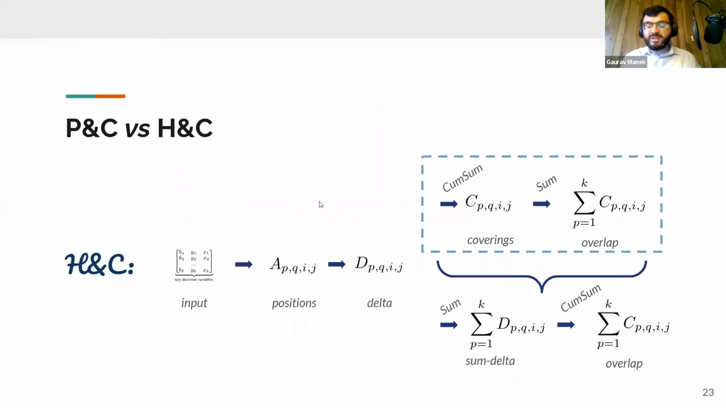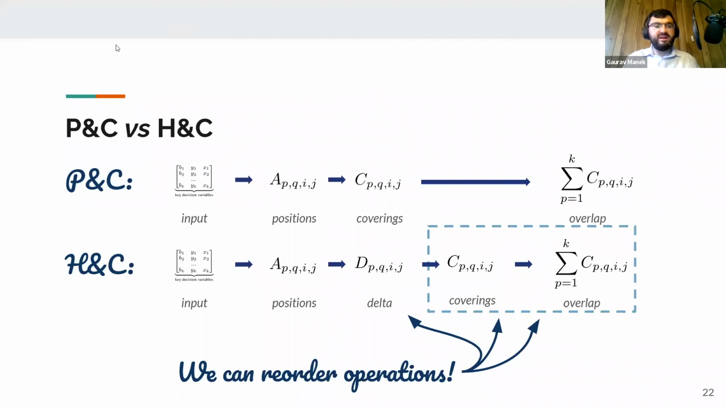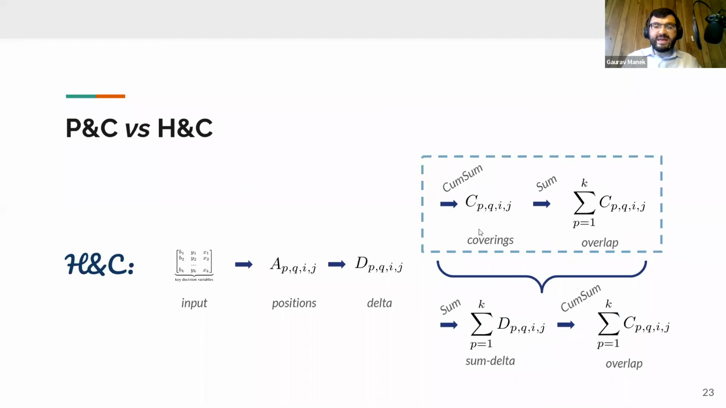So notice that if we go back to positions and covering, the positions and covering transform works as you go from positions to covering, and then from there to overlap. And that's how you specify you do not wish to have 2 objects occupying the same space. Great. In Hough and cover, instead of going from positions to covering to overlap, we go from positions to delta to coverings to overlap. And by doing so, we can skip having to specify the coverings matrix, instead going delta to sum delta to overlap. And for the rest of this talk, I will be showing you why this reordering is possible and how doing this reordering allows us to save a lot of constraints.